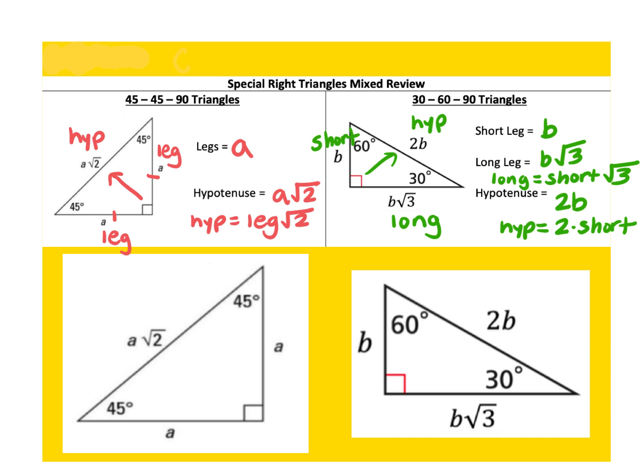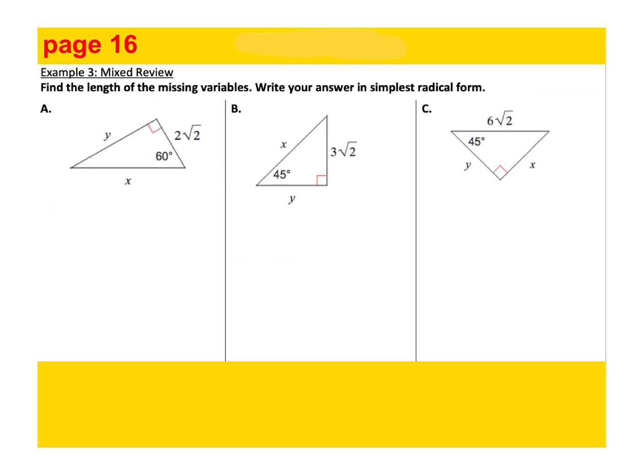And then when we start our problems today, we're first going to look and see which type of triangle it is. Because depending on what the triangle is, that's going to help me determine which relationship I should use. All right, so find the length of the missing variables. We'll leave our answers in simplest radical form.